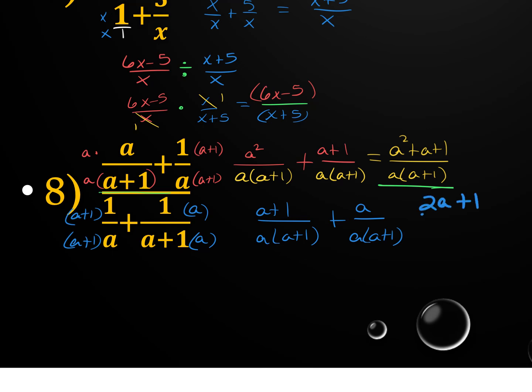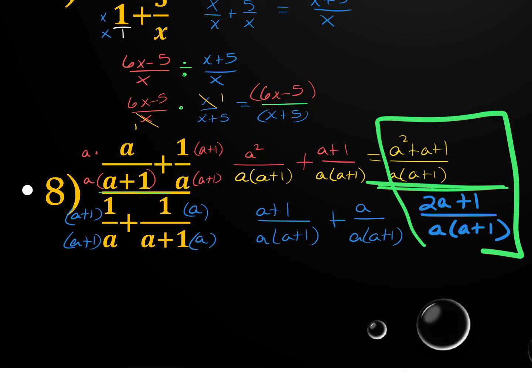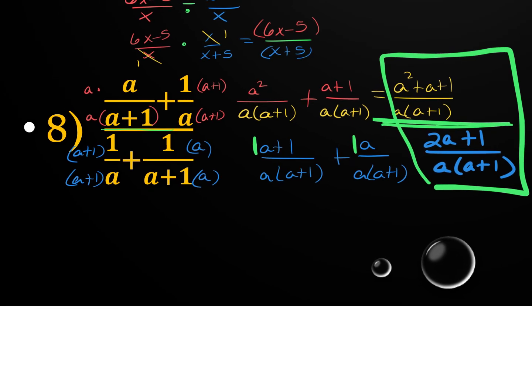2a plus 1 over a times a plus 1. Now remember, this was the main fraction bar here, so this is my problem right here, and I do a keep, flip, change. I combine these like terms, it's 1a plus 1a, and that's how I get 2a. Okay, so now let's go ahead and do the keep, flip, change.